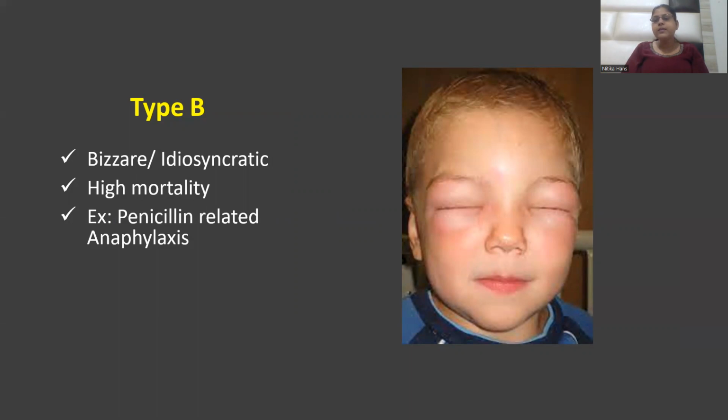In the diagram, we can see swelling of the eyes, lips, and face, and there is redness and edema of the face. This is anaphylaxis.